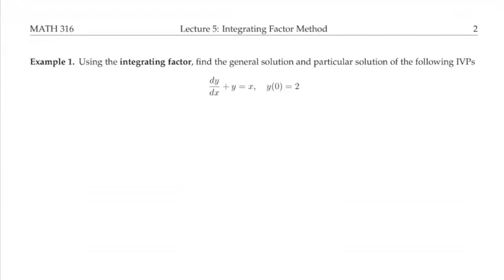Use the integrating factor to find the general solution and particular solution of the initial value problems. So in this case, the differential equation is of the form dy/dx plus p of x times y equal to q of x. So p of x in this case is equal to 1, and q of x is equal to x. Then the first step is to evaluate the integrating factor.